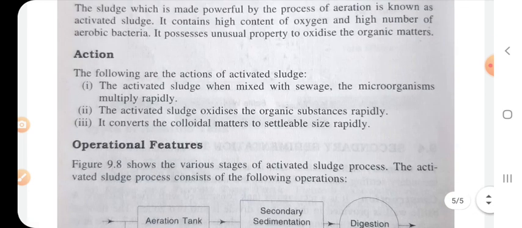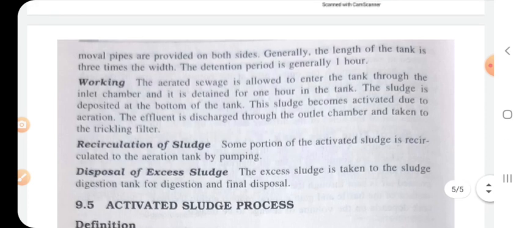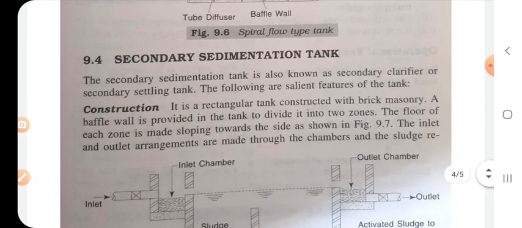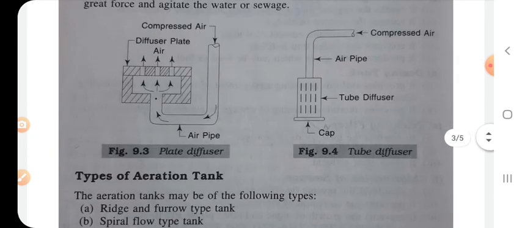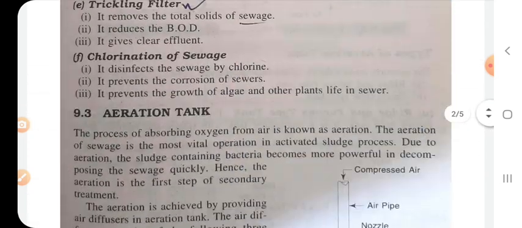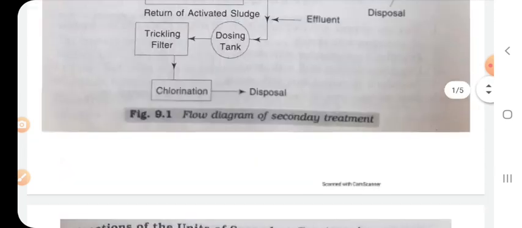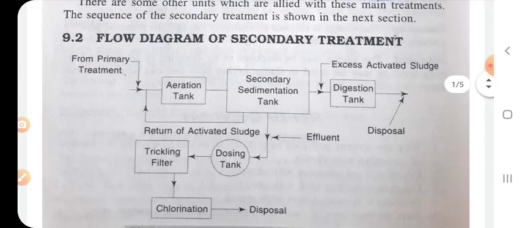This is the operational activated sludge process, and we will read the secondary sedimentation tank and aeration tank. The aeration tank flow diagram is very important.